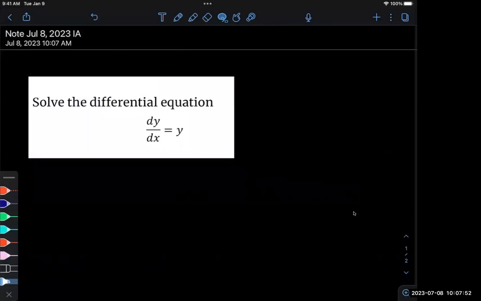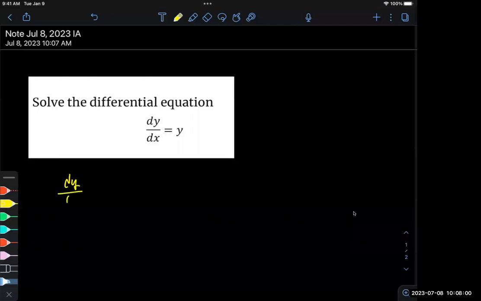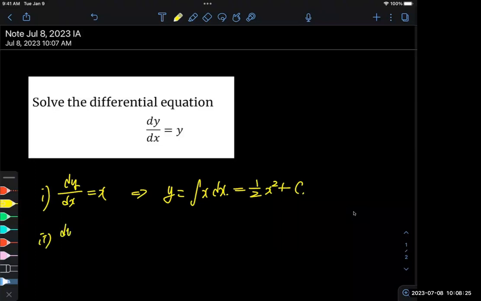What we usually did in integration is that if I have dy over dx equal to x, that is something we start with by integrating, right? You can integrate with respect to x. So by the fundamental theorem of calculus, y is the integral of x dx, which is 1 over 2 x squared plus c. Okay, that's great.